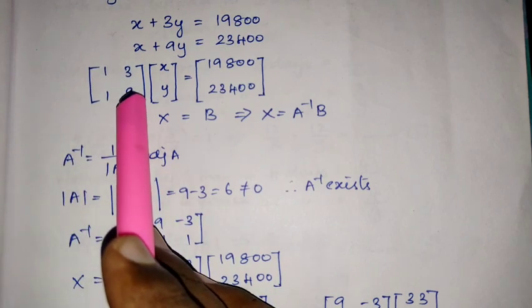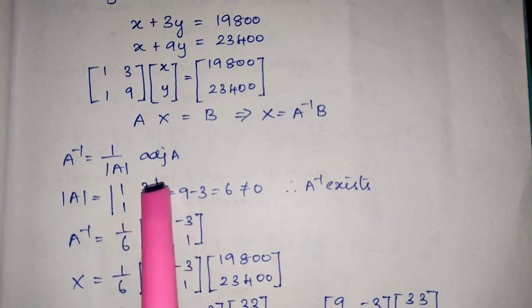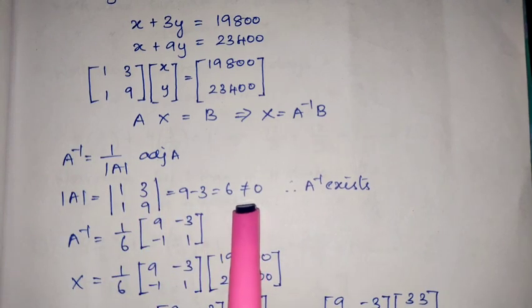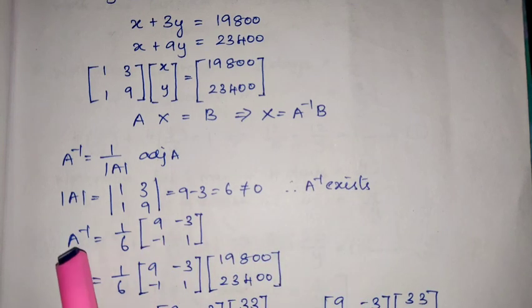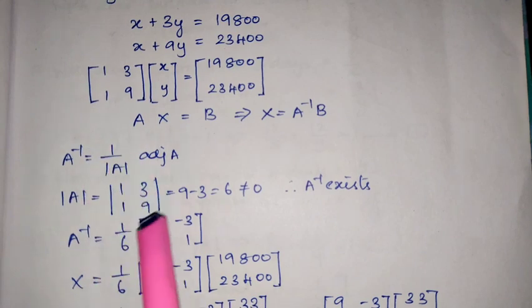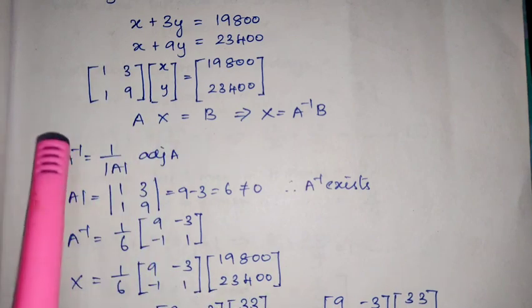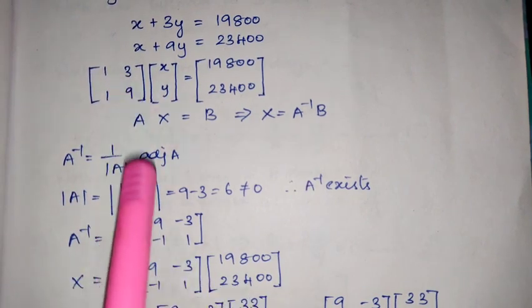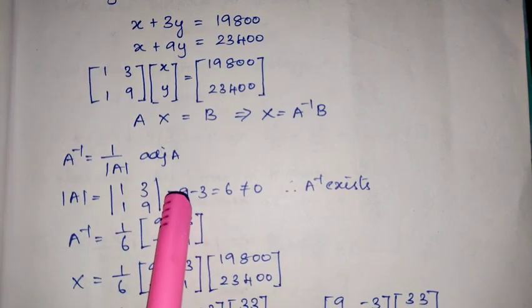The determinant of this matrix is 1 into 9 is 9, minus 1 into 3 is 3, which is 9 minus 3 equal to 6, which is not equal to 0. And therefore A inverse exists. So what is A inverse? 1 by determinant A, so 1 by 6 into the adjoint of this A matrix. How will you write it? Interchange the two diagonal elements, so 9 and 1. Change the sign of 3, minus 3. Change the sign of 1, minus 1. So this is A inverse.